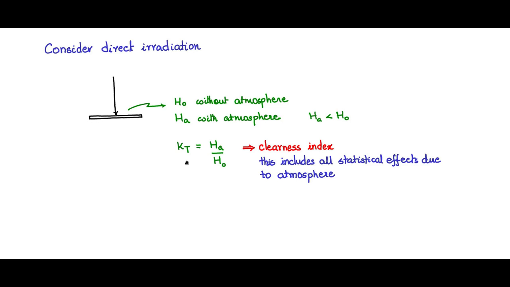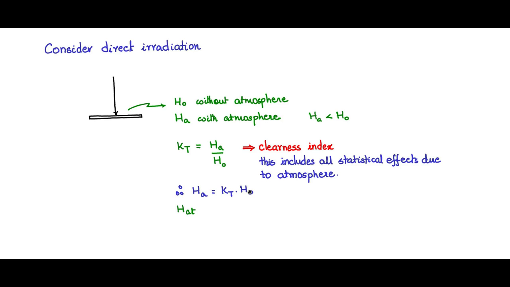Now once you have this clearness index, then we can say that energy incident on a flat surface with atmospheric effects is equal to KT, the clearness index, into H naught, the energy that was incident on the flat surface without atmospheric effects.